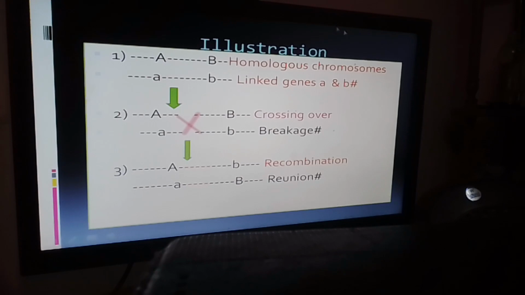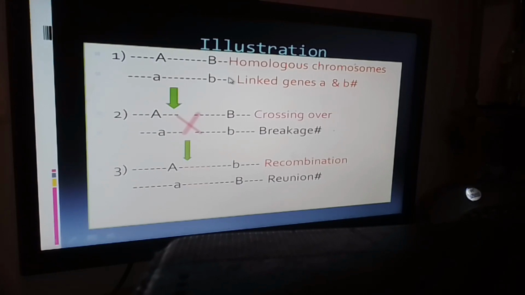So the exchange of segments between the homologous chromosomes, which usually may occur between the genes of the linked group, will result in the formation of a recombined chromosome. The process is called recombination. So now they are the recombinant genes. Even then they will work normally, similar to the usual linked genes.